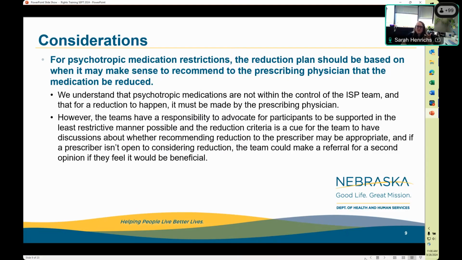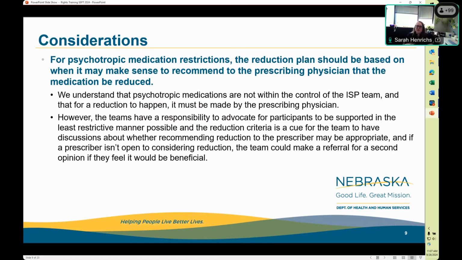It's not saying that this is anyone's intention or that it happens in every case, but it is not uncommon for people with developmental disabilities to kind of just be drugged into compliance with psych meds. And so it's our responsibility to advocate for them and to advocate for their healthcare with their physicians when appropriate. And so that's why we have that reduction criteria. It is a cue for the team to have a discussion about whether recommending reduction might be appropriate.